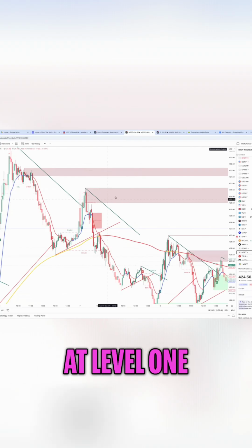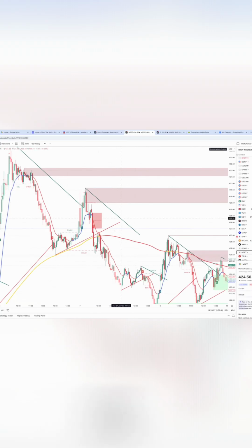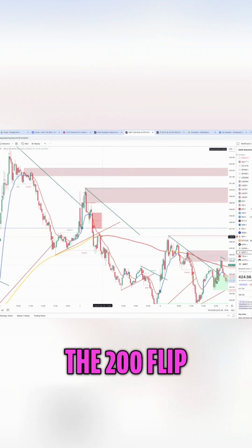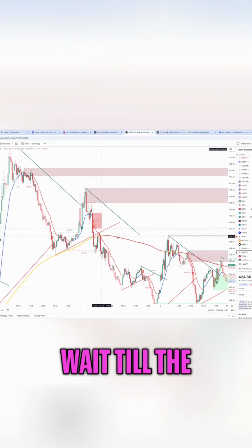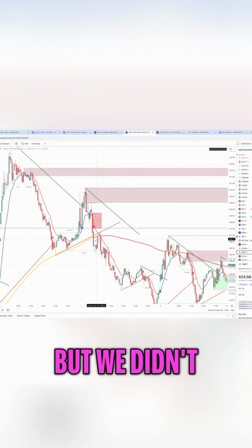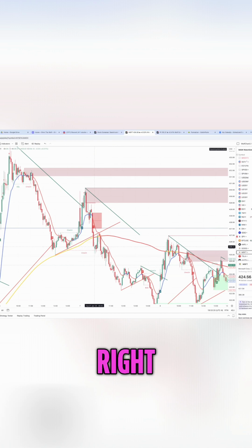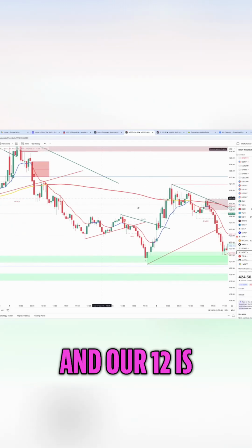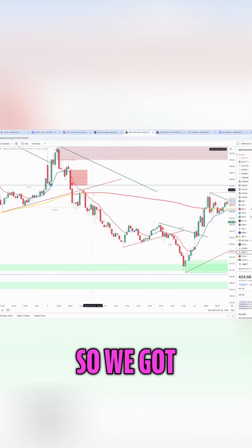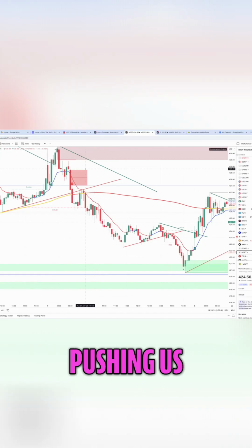At level 1, we've got a red sales zone right here, right? And we've got the 200 flip red all the way down here. So we need to wait till the price gets under the 200. You see how these candles were dropping, but we didn't get a floating candle until we got this candle, right? So we got a green candle here. It's our floating candle. We're under the 200, and our 12 is already bearish. So we've got red 200, red 12, red sellers up here pushing us down.